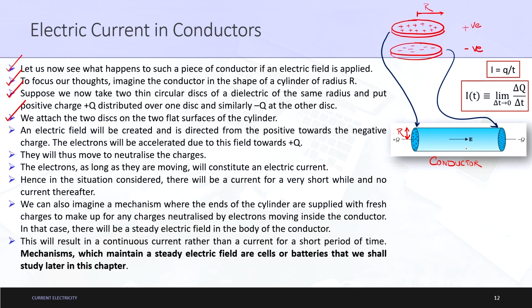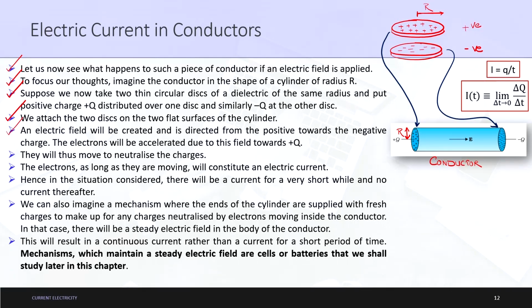The electrons will be accelerated due to this field towards plus q. Because the field is directed from plus to minus, the electrons will move from negative to positive. So, please remember this: even though the electric field is in this direction, the electrons will move in the opposite direction. They will move towards the plus sign, because opposite charges attract each other, therefore the electrons will move from this portion to this portion.